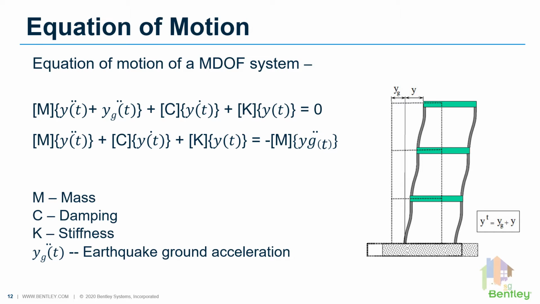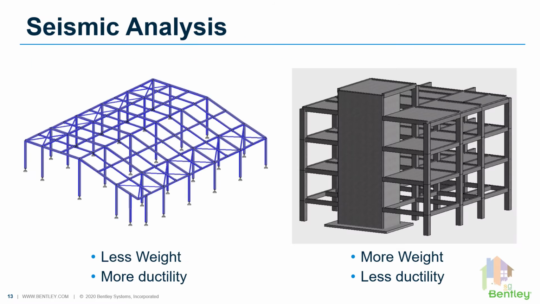Hence, we need to properly model the mass, damping, and stiffness so that the effect on the structure due to seismic force can be minimized. For example, we know that a steel structure responds better when subjected to seismic force than a concrete structure, due to the lower overall weight of the structure.